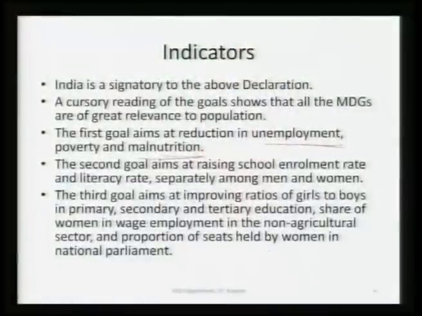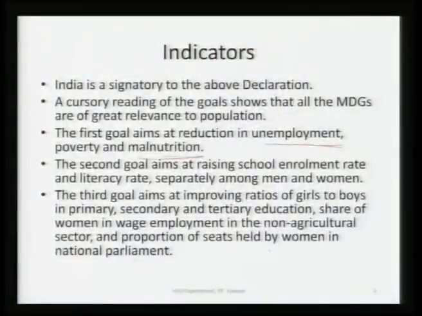The second goal regarding education aims at raising the school enrollment rate and literacy rate separately among men and women. Merely improvement in literacy at the aggregate level is not enough. We must raise the school enrollment rate and literacy rate separately among men and women. The third goal aims at gender and empowerment of women. The third goal aims at improving ratios of girls to boys in primary, secondary and tertiary education separately.